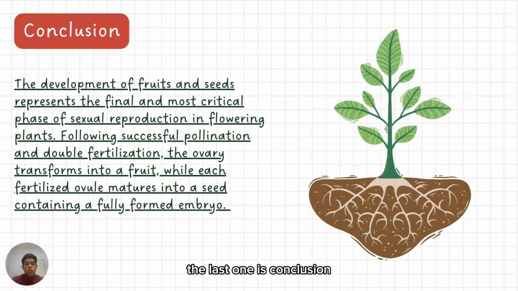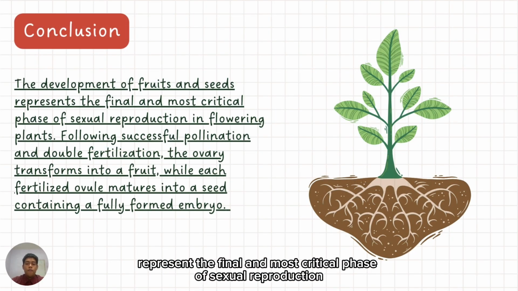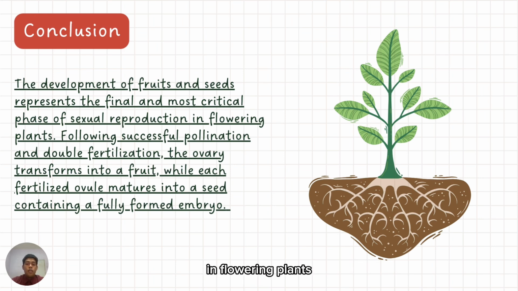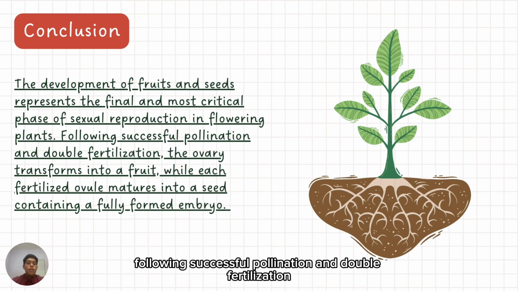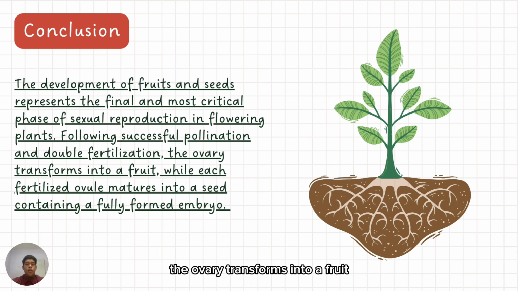Okay, the last one is conclusion. The development of fruit and seeds represents the final and most critical phase of sexual reproduction in flowering plants. Following successful pollination and double fertilization, the ovary transforms into a fruit while each fertilized ovule matures into a seed containing a fully formed embryo.